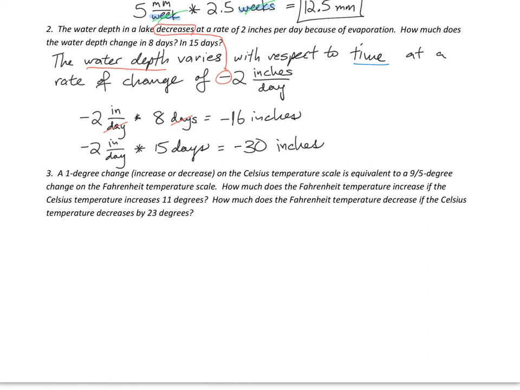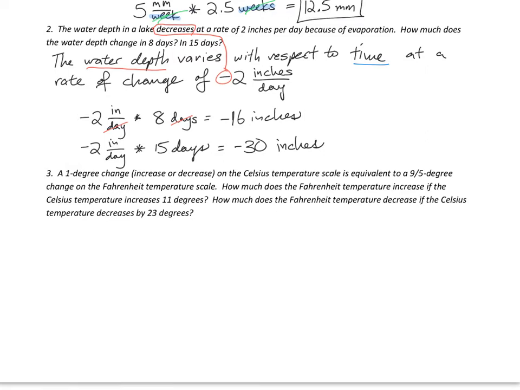All right, example 3. A 1 degree change, increase or decrease, on the Celsius temperature scale is equivalent to a 9/5 degree change on the Fahrenheit temperature scale. How much does the Fahrenheit temperature increase if the Celsius temperature increases by 11 degrees? And then we have a similar question: by how much does the Fahrenheit temperature decrease if the Celsius temperature decreases by 23 degrees? All right.